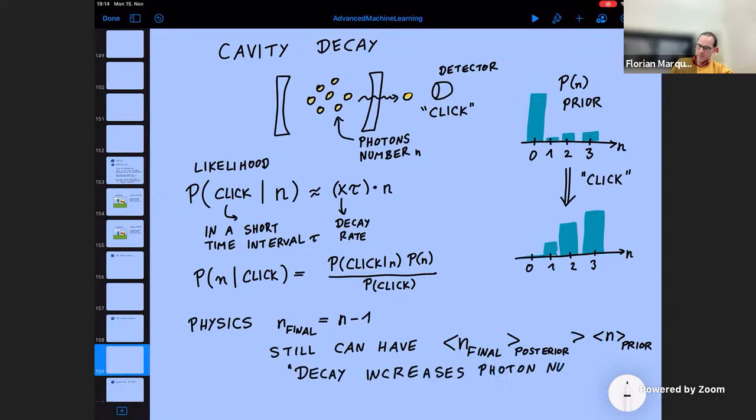So, something very counterintuitive, but immediately explained by Bayes.